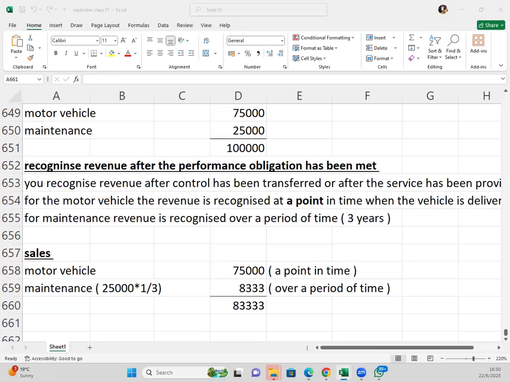So the amount that you have received, but you can't recognize as revenue this year, we can treat as deferred income. So the revenue that you have received, that you are not treating as income this year, we can treat as deferred income.